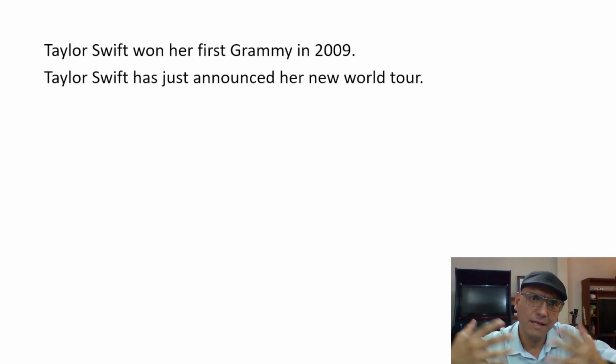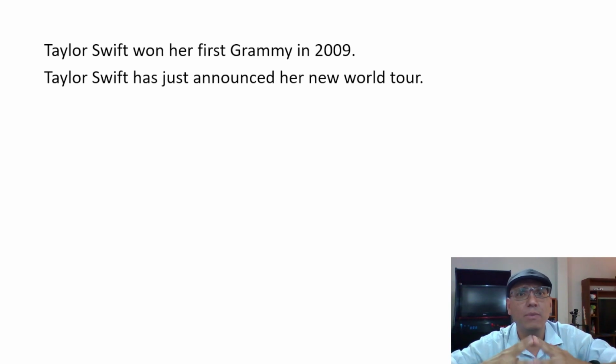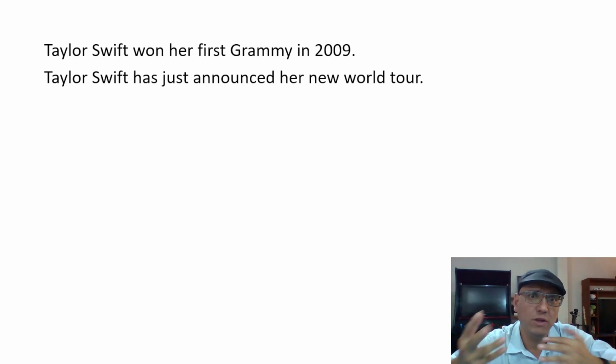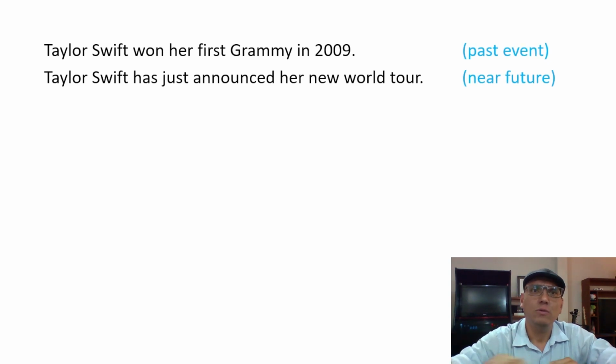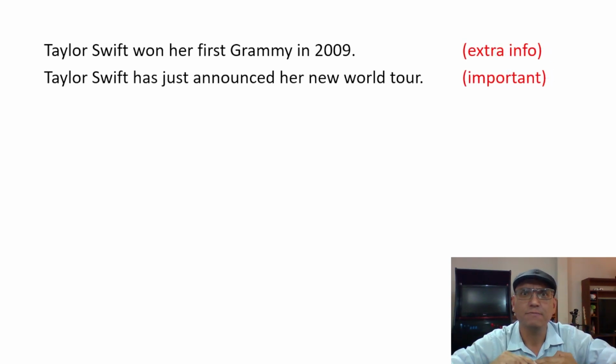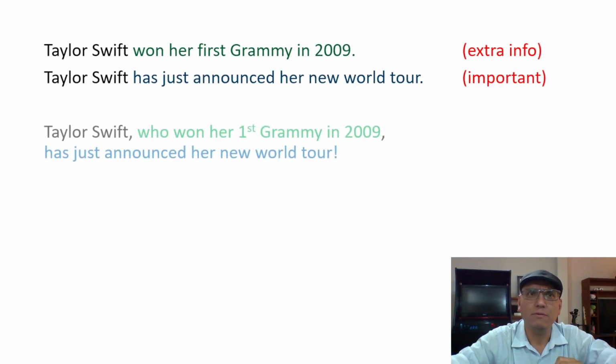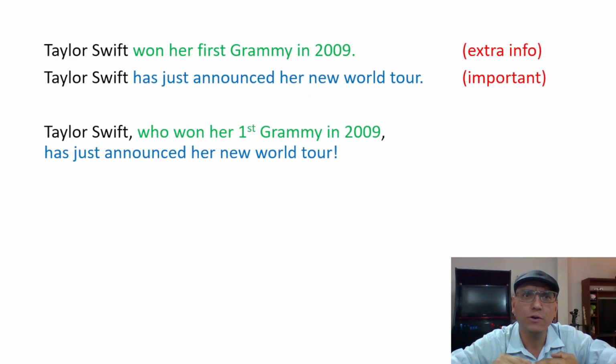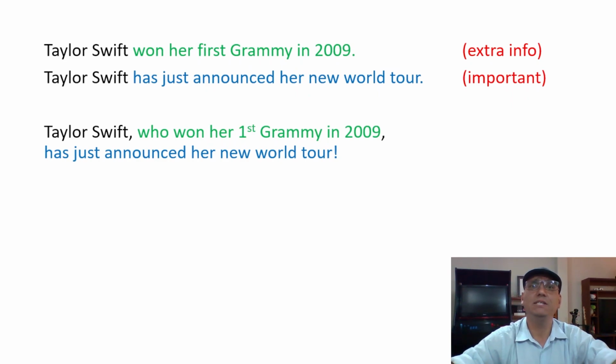But the idea again is to put the sentences together. But before I do, let me ask you a question. Which piece of information or which sentence do you think is more important? Something that happened in the past or her announcement of her new tour? Think about it. Is it the past or the future? We're going to say that the new world tour is more important. Okay? Now, let's put them together. Taylor Swift, who won her first Grammy in 2009, has just announced her new world tour. This is an example of a non-defining clause.